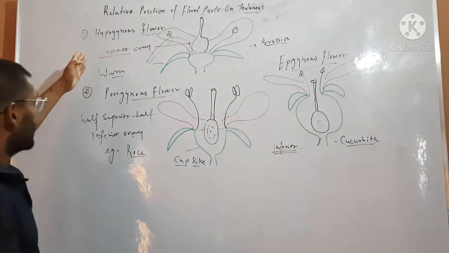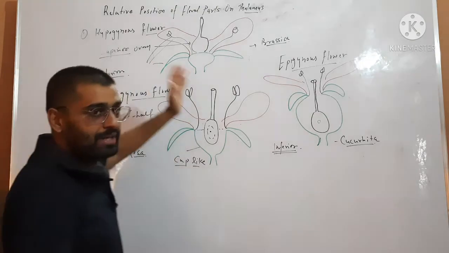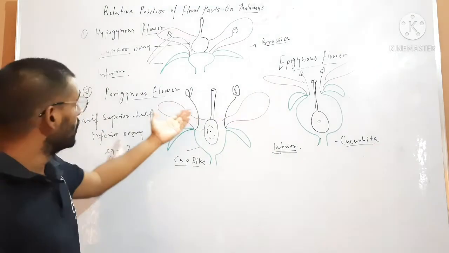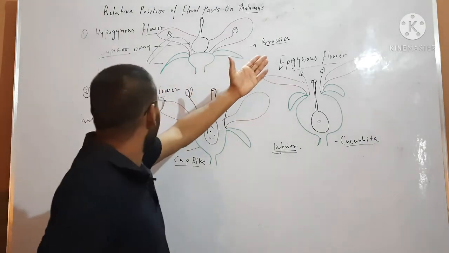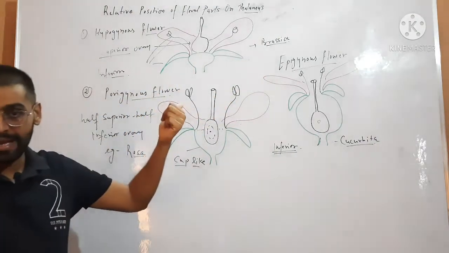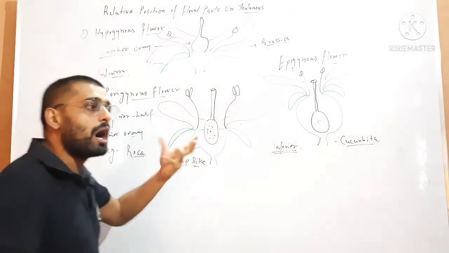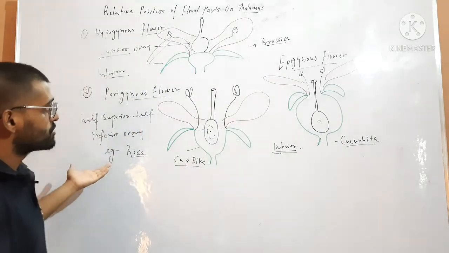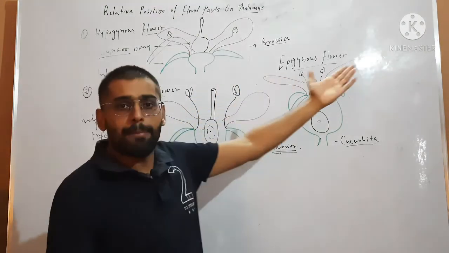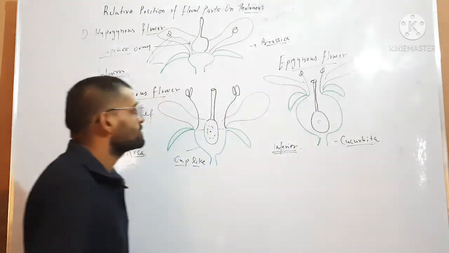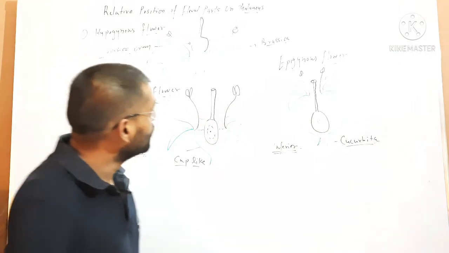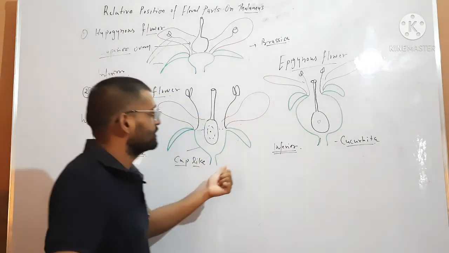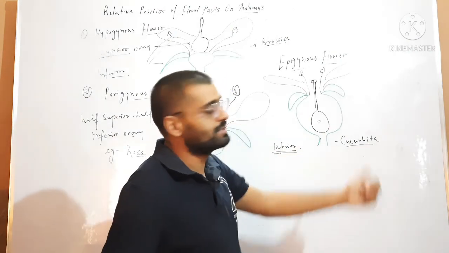So these are the three different types of flowers on the basis of position of floral parts on the thalamus. First one is hypogynous. Here the ovary is superior and other parts are present below the ovary. Example of this is brassica, and the next is perigynous flower. Here the ovary is half inferior and half superior. Example is rosa, and the last one is epigynous flower. In epigynous flower, the ovary is present below all the other floral parts. So an example of this inferior ovary is cucurbita.